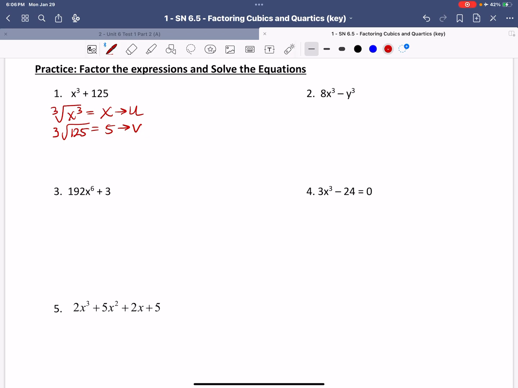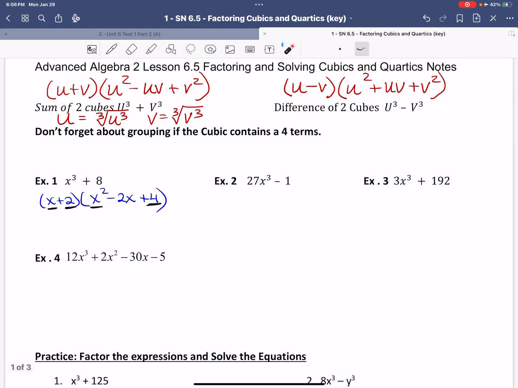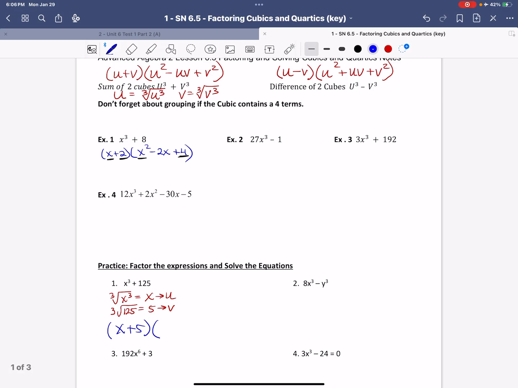So if I factor this, then my factors are going to be, remember, up here, for a sum, it is u plus v. All right, so I'm going to go ahead and minimize that a little bit so you can see it. So u plus v will be x plus 5. Then, if you can look up there, you can see the trinomial is u squared, which will be x squared, minus uv, which would be 5x, plus v squared, which would be 25.